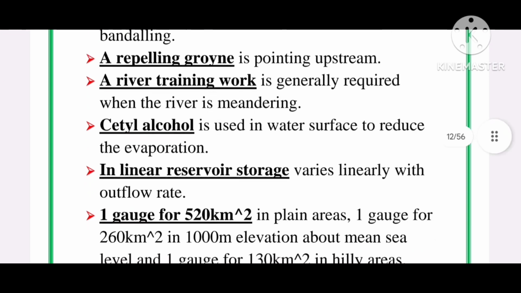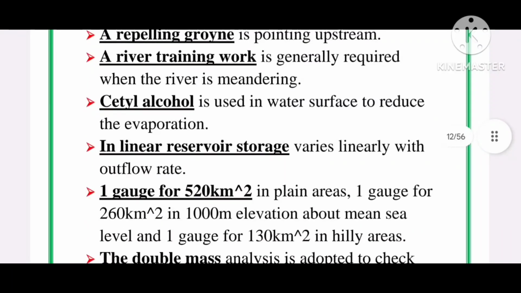One gauge for 520 km square in plain areas. One gauge for 260 km square in areas with 1000 meter elevation above mean sea level, and one gauge for 130 km square in hilly areas.